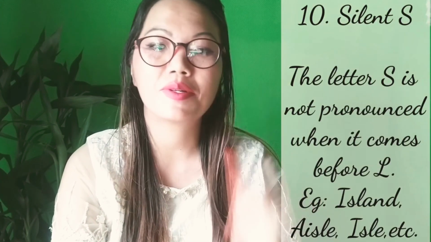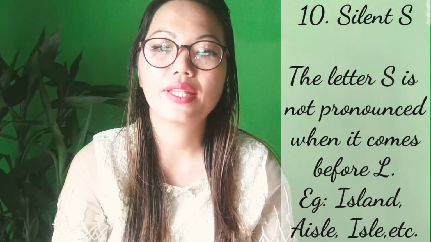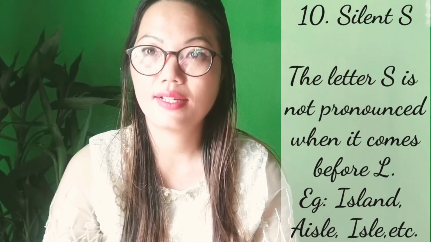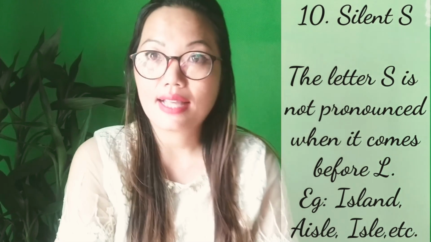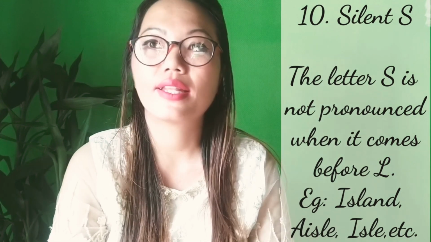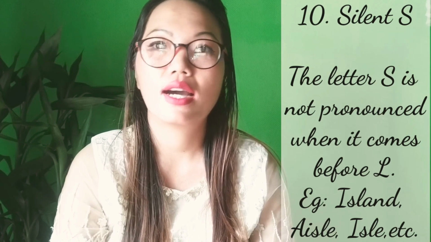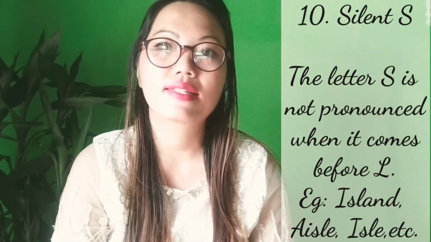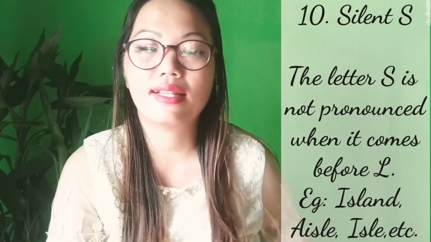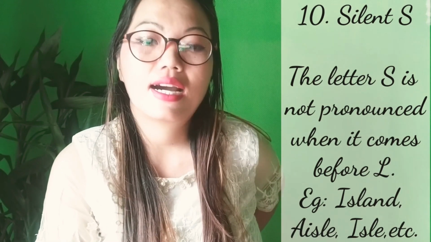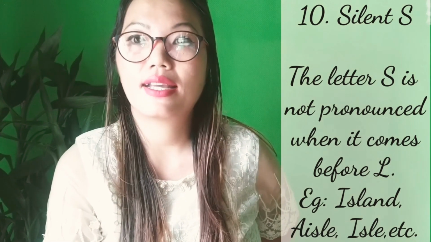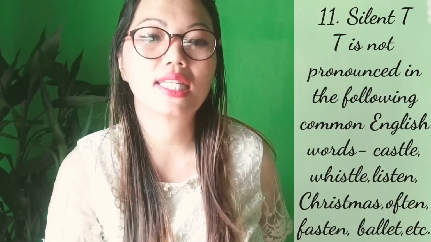The next silent letter we have is S. The letter S is silent when it comes before the letter L, like in the word island, I-S-L-A-N-D. S is silent and it's pronounced as island. Also aisle, A-I-S-L-E, and isle, I-S-L-E. And the next silent letter we have is T.